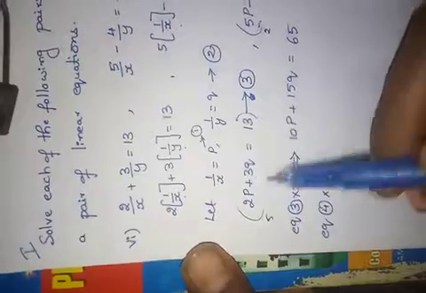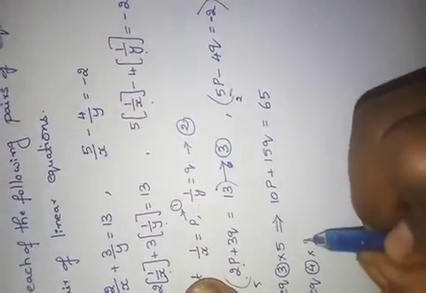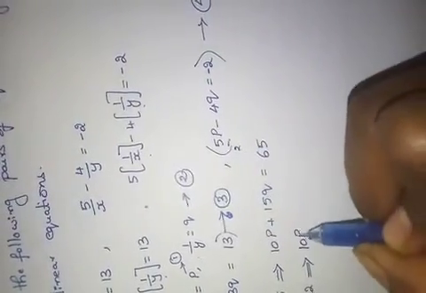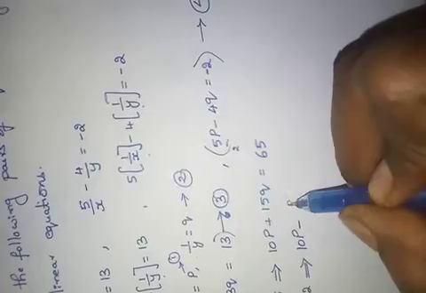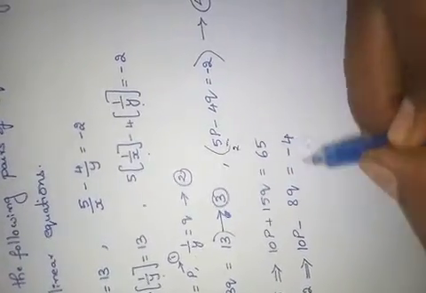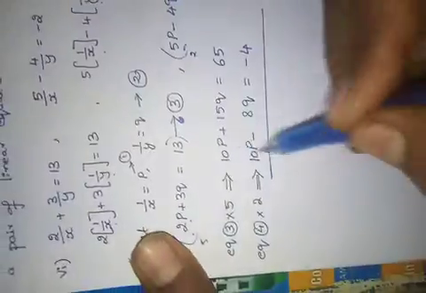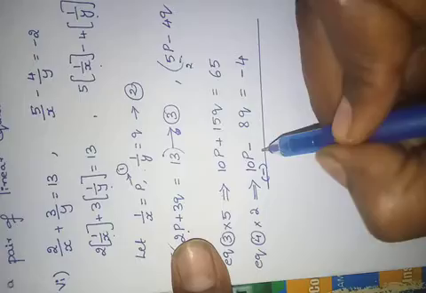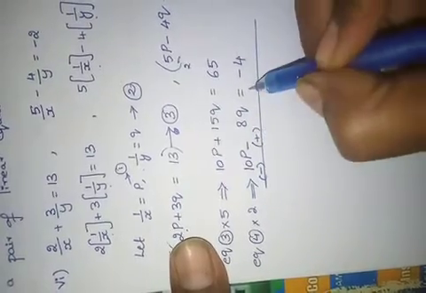Again, next, equation 4, I am multiplying with 2. Why 2? Here see, what is the p value? 2, no? So, I am multiplying with 2. Multiply with 2 now: 5 twos are 10p minus 4 twos are 8q equals 2 twos are 4, minus 4. See here, same symbol, no? To solve it, I am changing the symbols. Plus becomes minus, minus becomes plus.